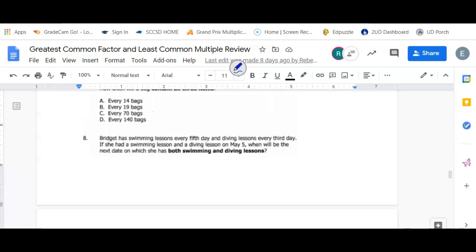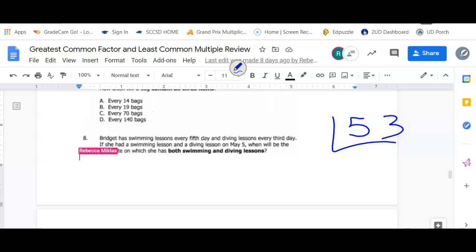If they have swim and dive every day, that's not true because it says they have it every 5th day and every 3rd day. So we were going to look past the 5th and 3rd day to see which ones they would go at the same time. So using the ladder method, we have 5 and 3. What can you divide out of 5 and 3?